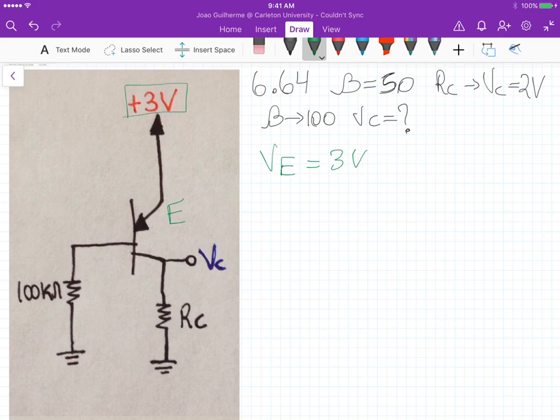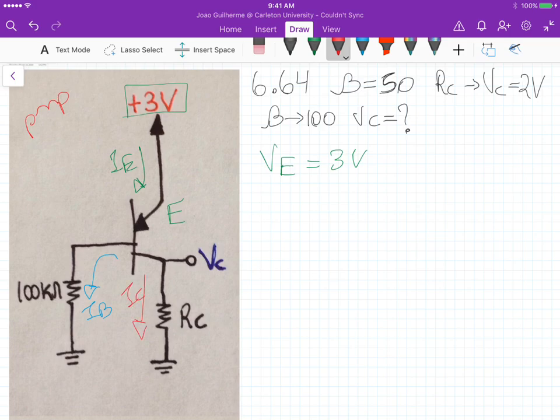And remember, this is an NPN transistor. Sorry, PNP transistor. PNP. Okay. Because of the arrow here pointing inside the BJT. So we have an emitter current flowing here, we have a base current flowing here, and we have a collector current flowing here.